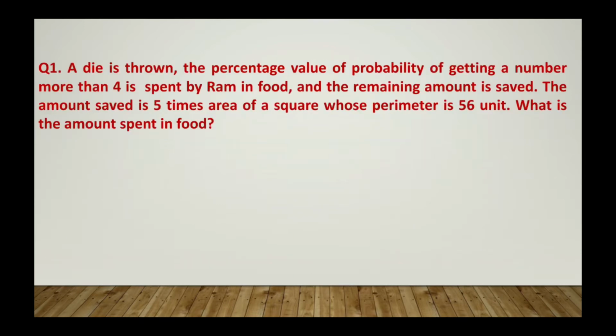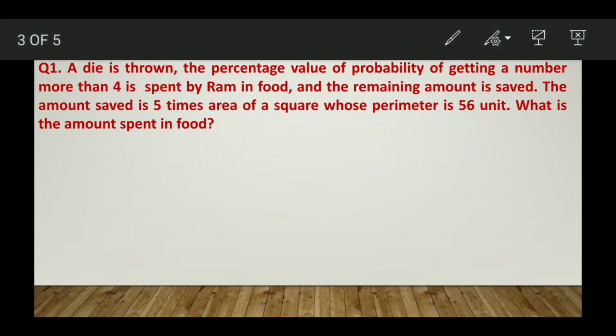For the first question, the question is given as: a die is thrown and the percentage value of the probability of getting a number more than 4 is spent by Ram in food and the remaining amount is saved. And the amount saved is 5 times the area of a square whose perimeter is 56 units, and we have to find how much amount is spent in food.